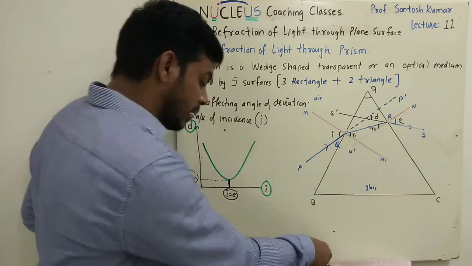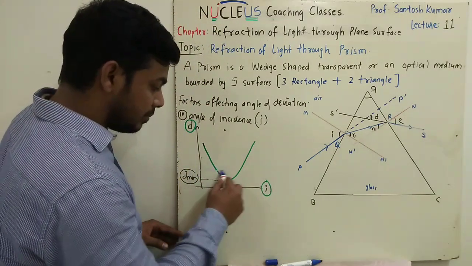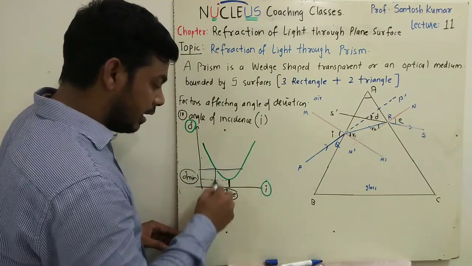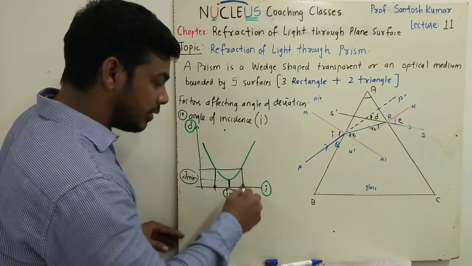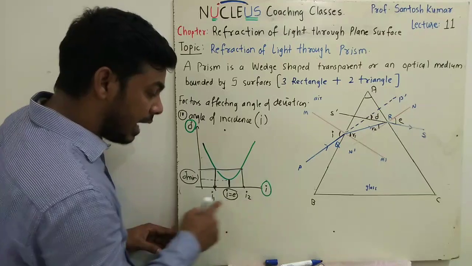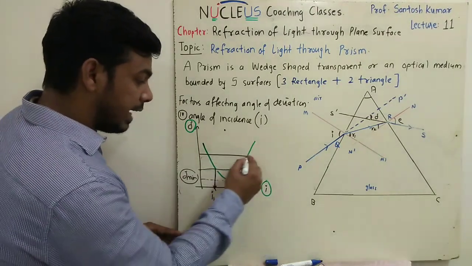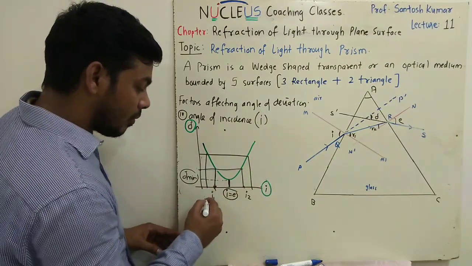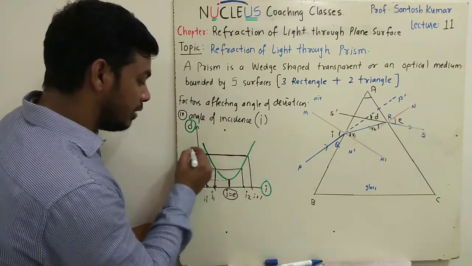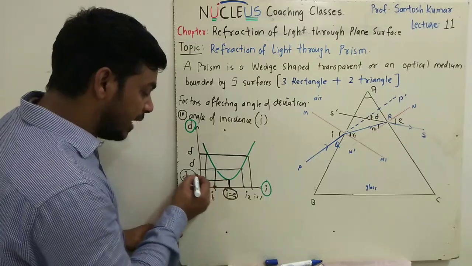You can also see from the graph that for different values of angle of incidence, if I take this value of angle of deviation, it occurs at this angle as well as this angle. That means for these angles of incidence, I1 as well as I2, there exists only one deviation. For these angles of incidence, I1 dash and I2 dash, there exists this angle of deviation, but for this value, there exists the angle of minimum deviation.